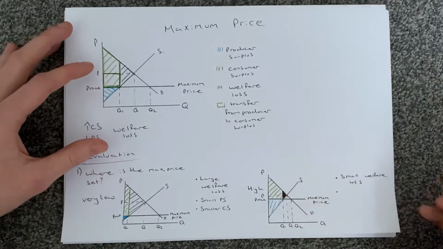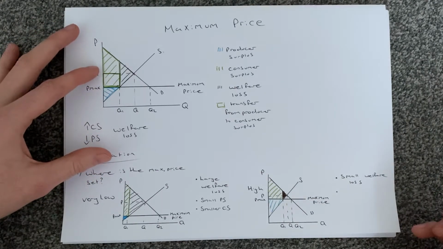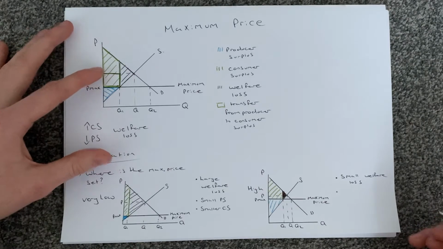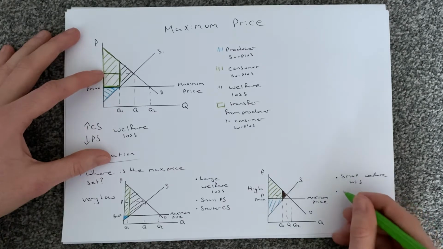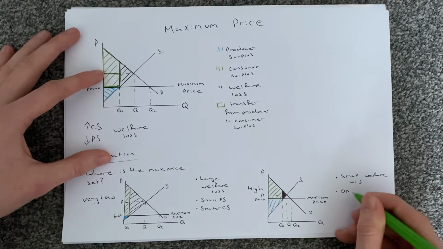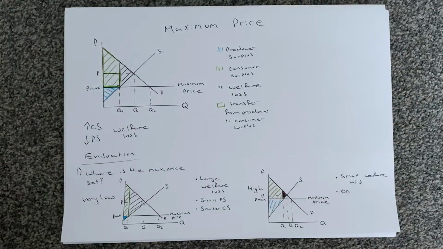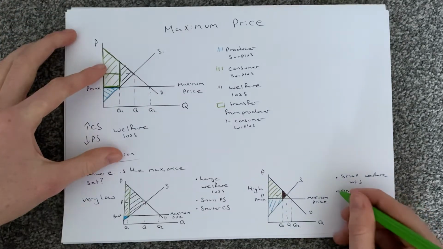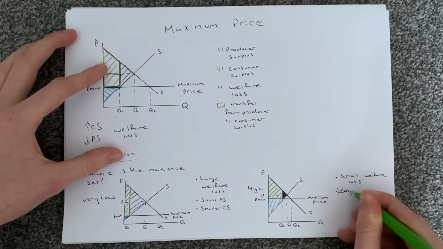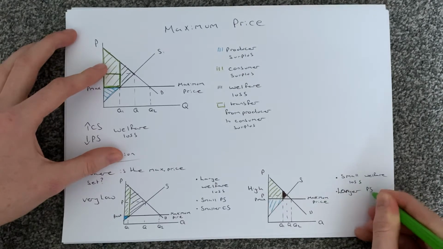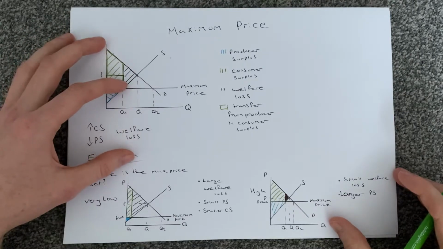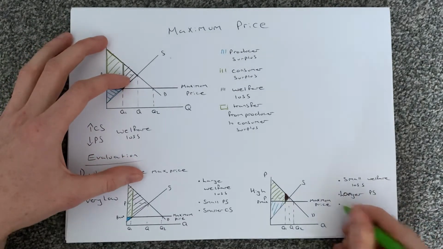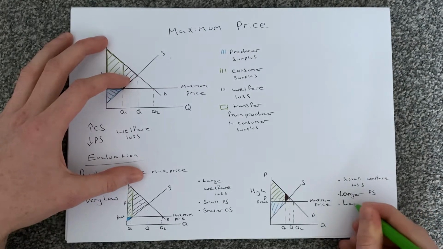What we see with regards to the producer surplus is that there is only a small decrease in the producer surplus, in comparison to the previous one. So actually we have a larger producer surplus. And what we also see is that there's a larger consumer surplus as well.